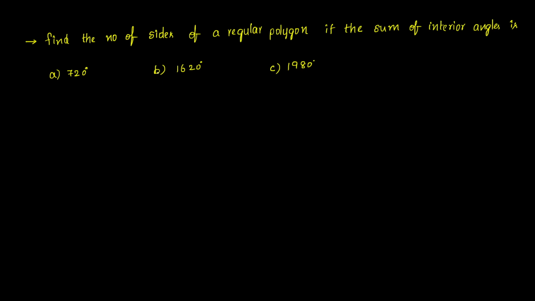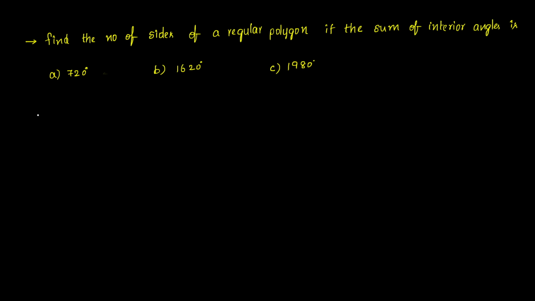Okay, so here the question is, find the number of sides of a regular polygon. A regular polygon means a polygon having same equal sides or equal angles. So find the number of sides of a regular polygon if the sum of interior angles is given as 720. See here, they are not giving each internal angle value, instead they are giving the total sum of interior angles.